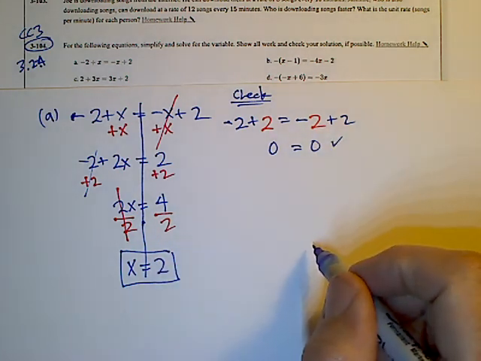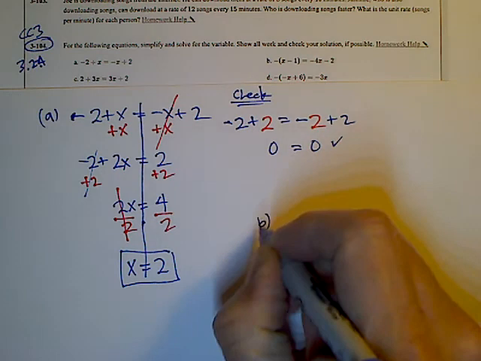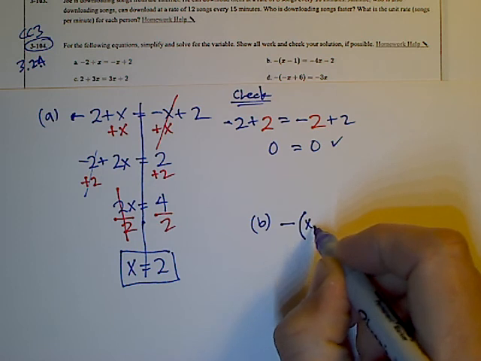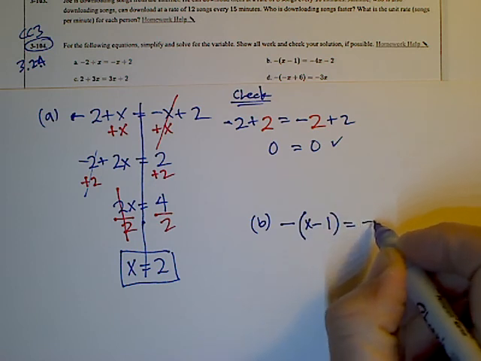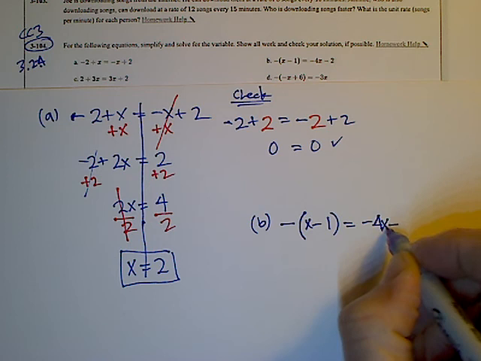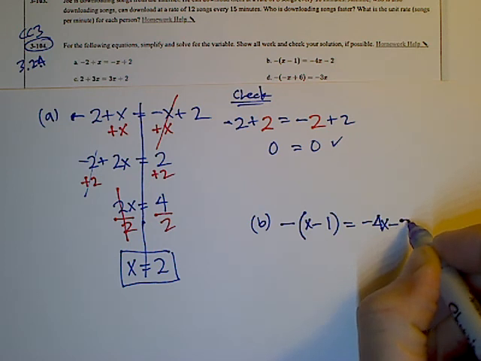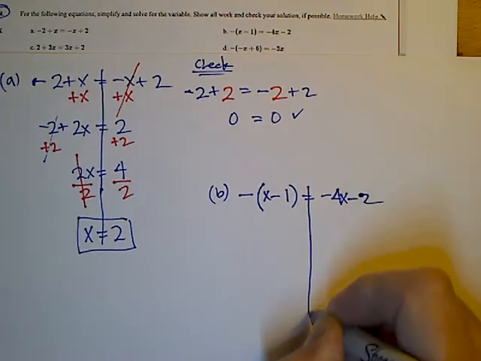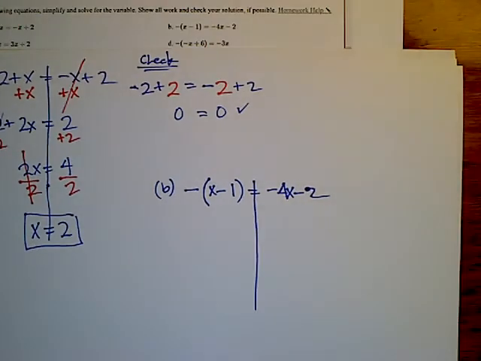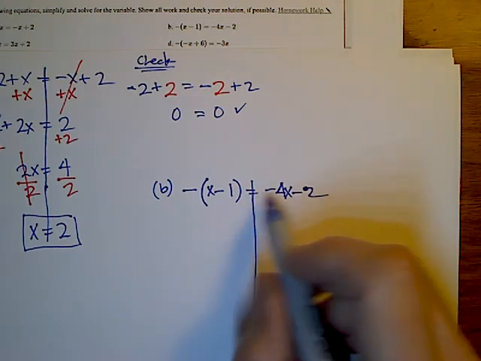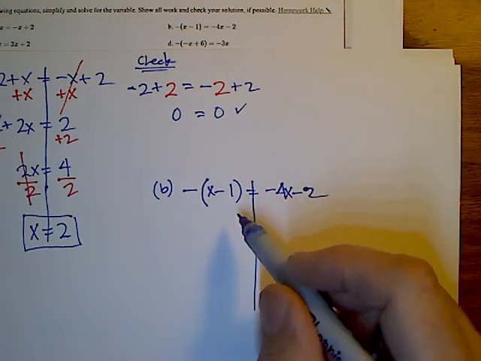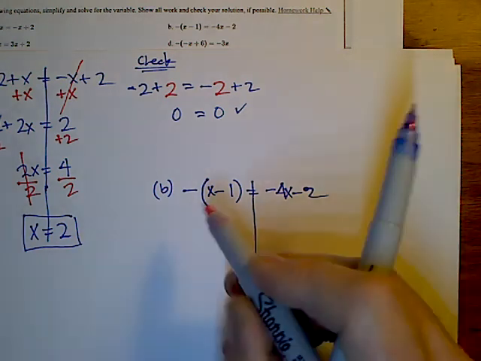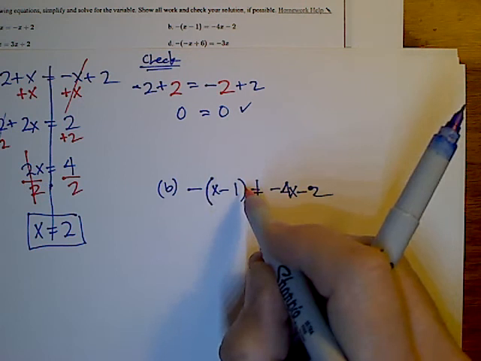Okay, there's A. All right, B, I'm going to rewrite B. B is negative the quantity of x minus 1 is equal to negative 4x minus 2. First of all, put in my equation wall. Then I look and I've got to simplify. Simplifying is, again, distributive property and or combine like terms. In this case, I can distribute.